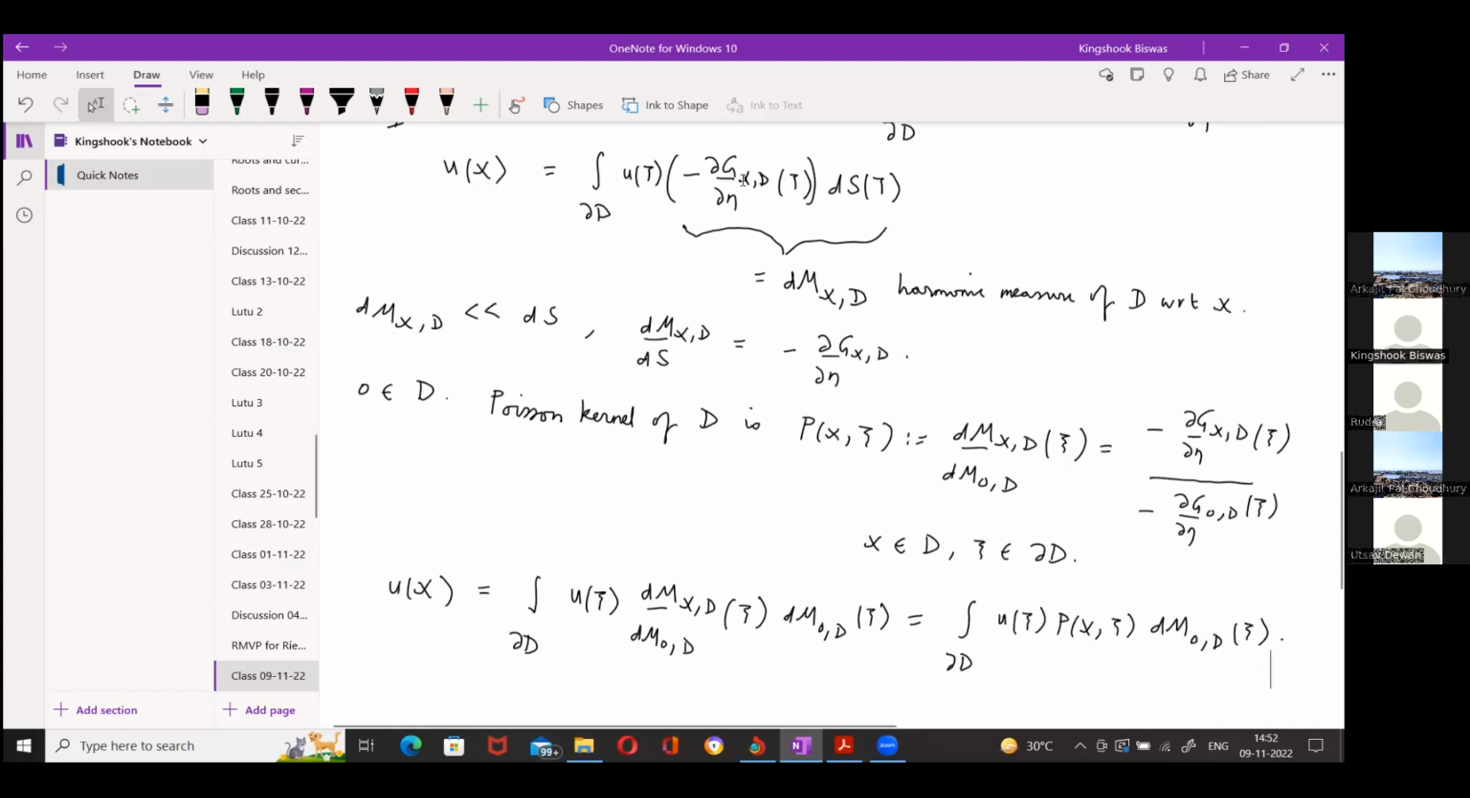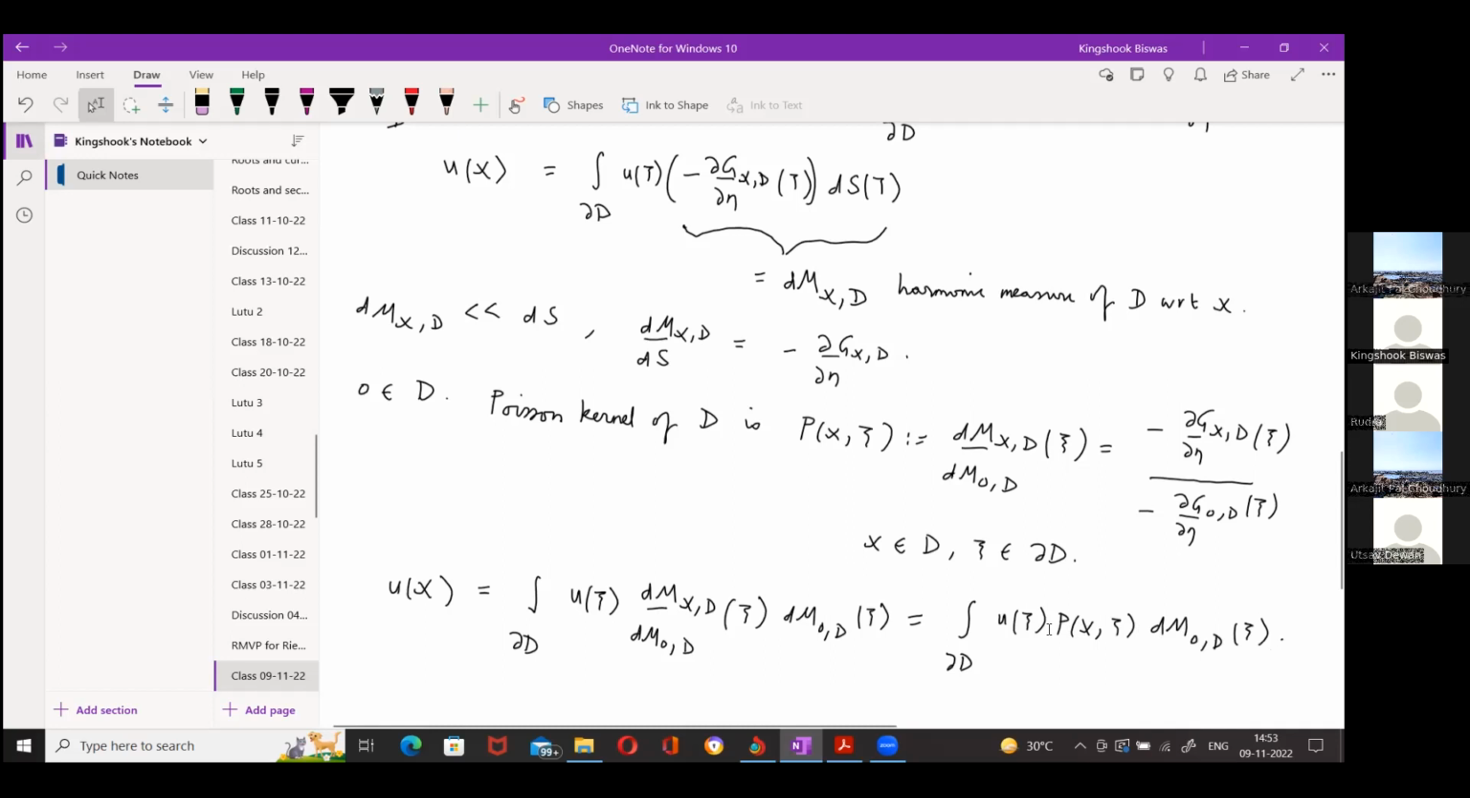The reason I'm not writing it with ds is because typically what we want is a formula in the limit when, let's say, you take balls which are getting larger and larger, so the surface area of those boundaries is going to infinity. So this ds measure is getting unbounded. The mass of ds is going to infinity, but these harmonic measures d mu 0 d are probability measures. So we can take a weak limit, and these will converge to a probability measure on the boundary at infinity, which will be the harmonic measure on the boundary at infinity. So in this formula, we can pass to the limit.